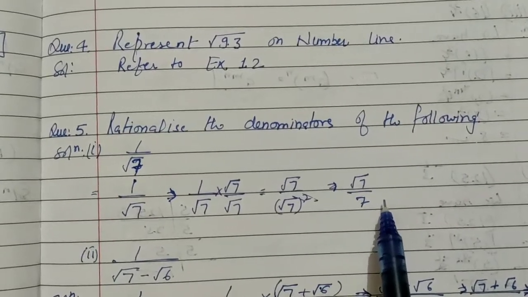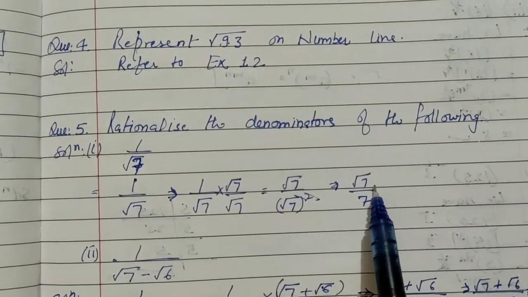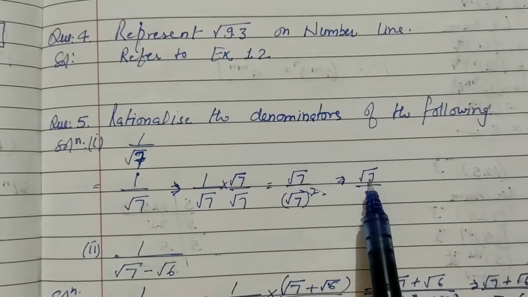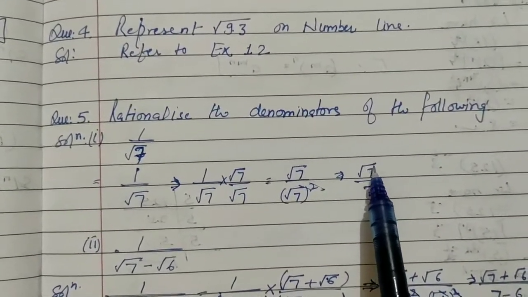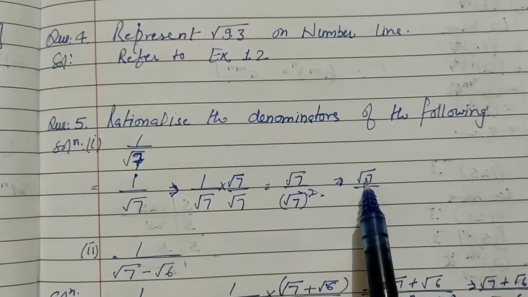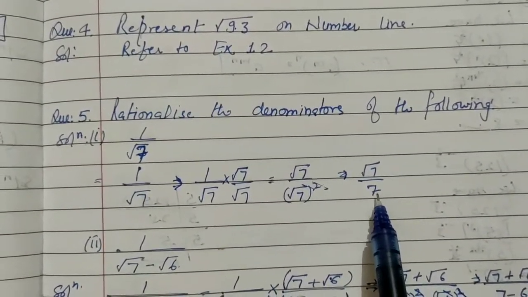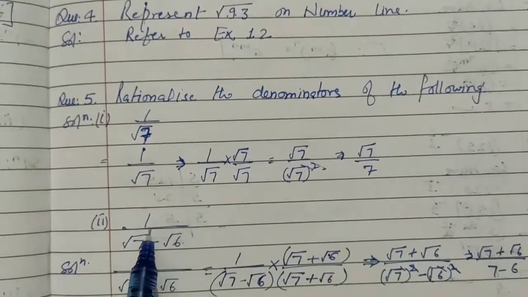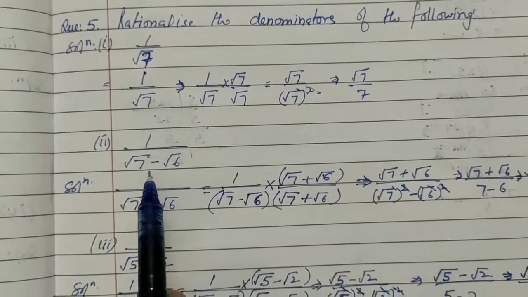So this is the required result, √7 upon 7, and you must know here √7 is an irrational number and 7 is a rational number. So the ratio, or we can say quotient of a irrational to the rational number, is always irrational number. So √7 upon 7 is an irrational number. You must know about this. Okay, now proceed for part number 2.